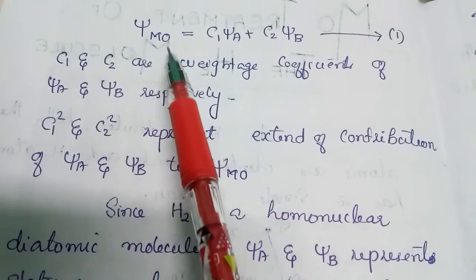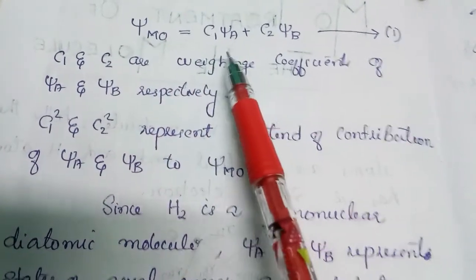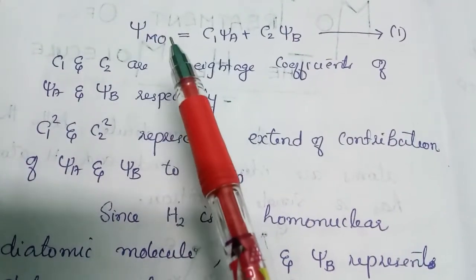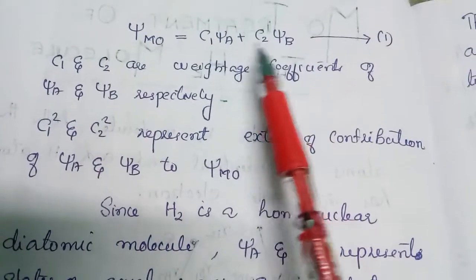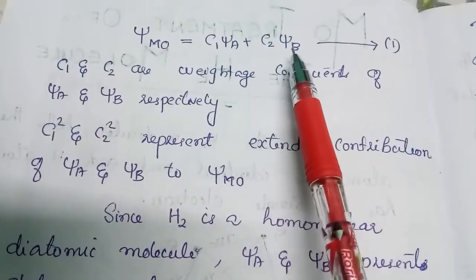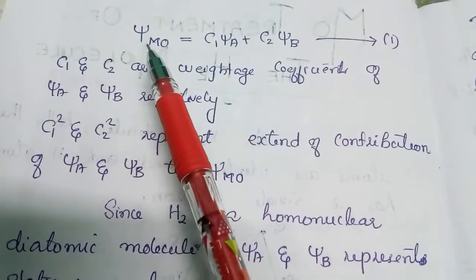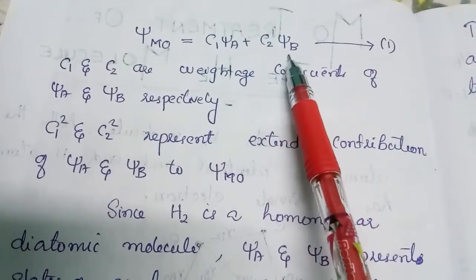The molecular orbital wave function can be represented as psi MO is equal to C1 psi A plus C2 psi B. That is, the molecular orbital wave function associated with the hydrogen molecule can be considered as a linear combination of atomic orbital wave functions psi A and psi B. So this is the equation: psi MO is equal to C1 psi A plus C2 psi B.